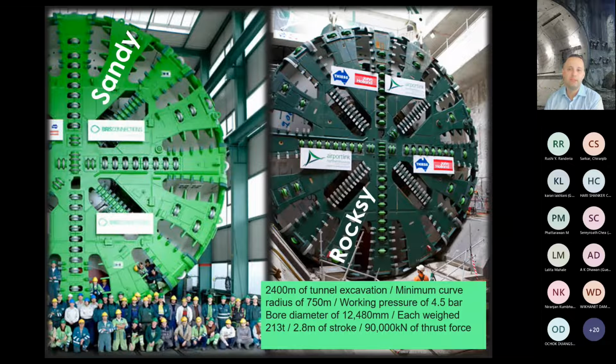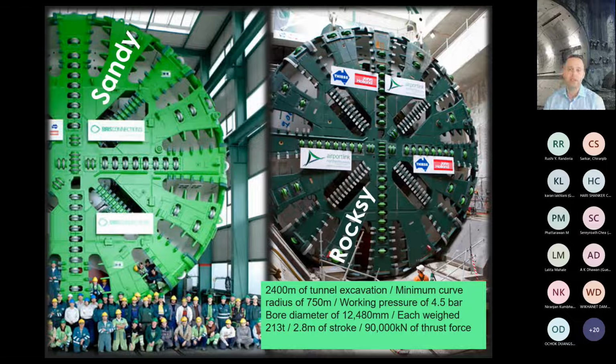Each TBM was designed for 2.4 kilometers of tunnel excavation with a minimum curve radius of 750 meters and a working pressure of 4.5 bar. The cutter heads had a bore diameter of approximately 12.5 meters, and each weighed about 200 tons.